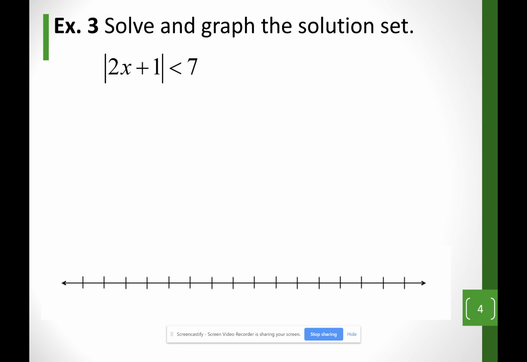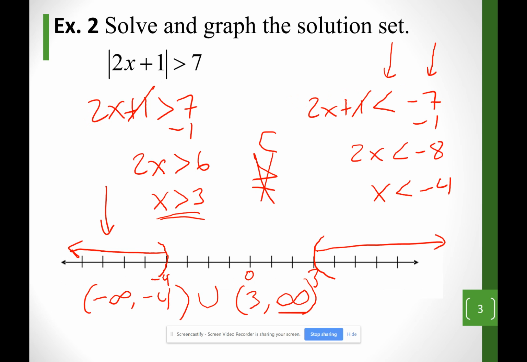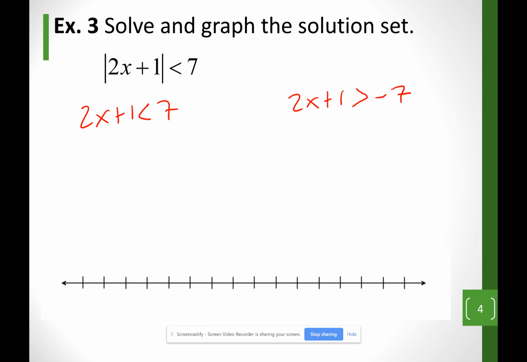Same thing here. Let's take a look at this one. 2x plus 1 is less than 7. 2x plus 1 is greater than negative 7. Before I continue, I want you guys to go to the previous example. See how my inequality sign was greater than. Now we're doing less than. We're going to see what happens. All I did was change the inequality sign.